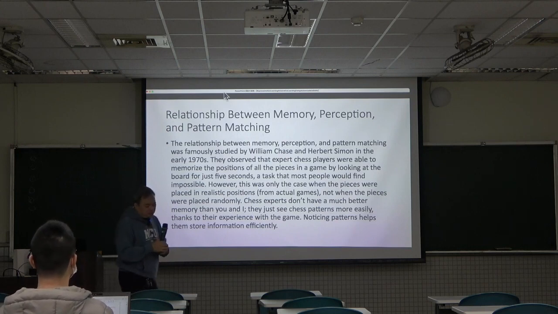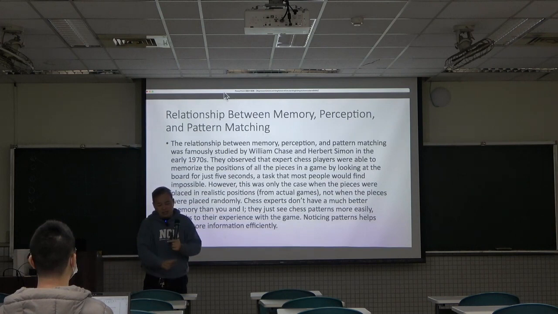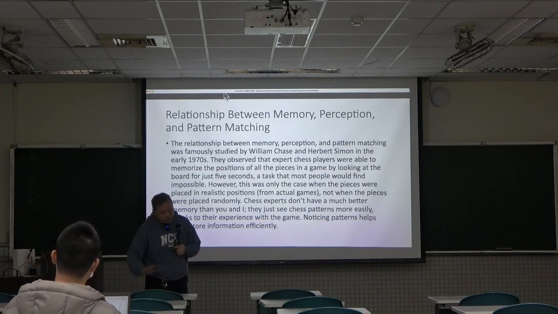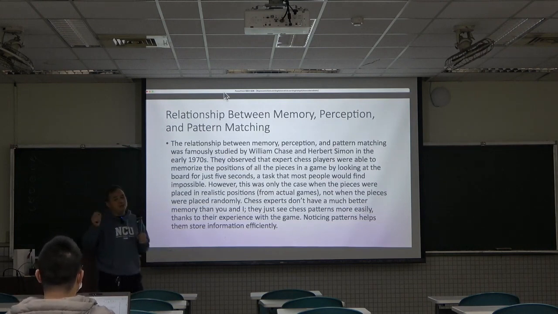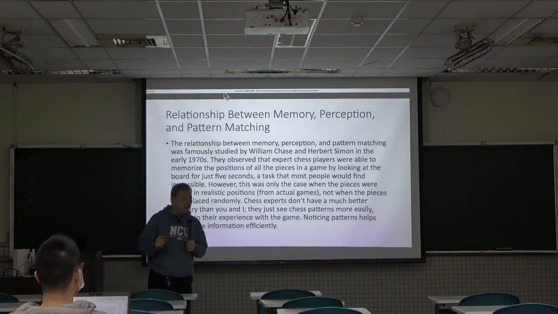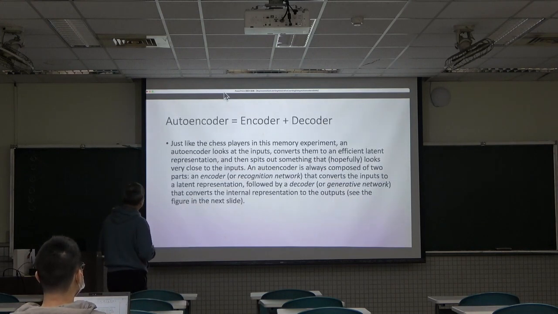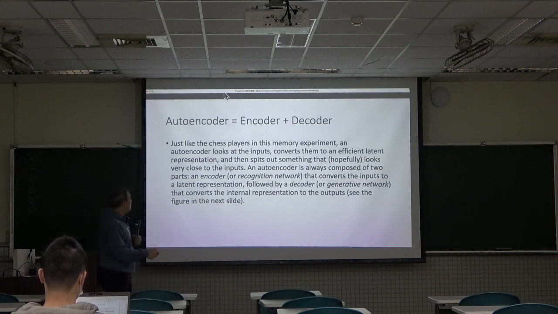But if you just randomly put pieces on the board, nobody can memorize that, not even a professional Go player or a chess player. So this pattern is an important concept. Just like a chess player in the memory experiment, an autoencoder looks at the input, converts the inputs to an efficient latent representation, and then spits out something that looks very close to the input.